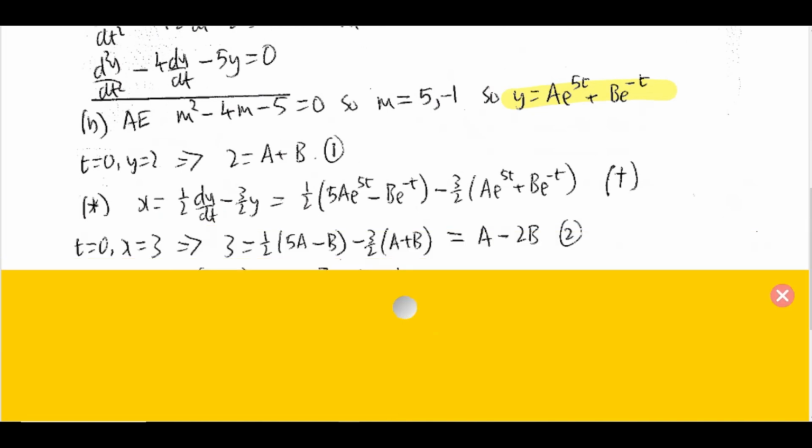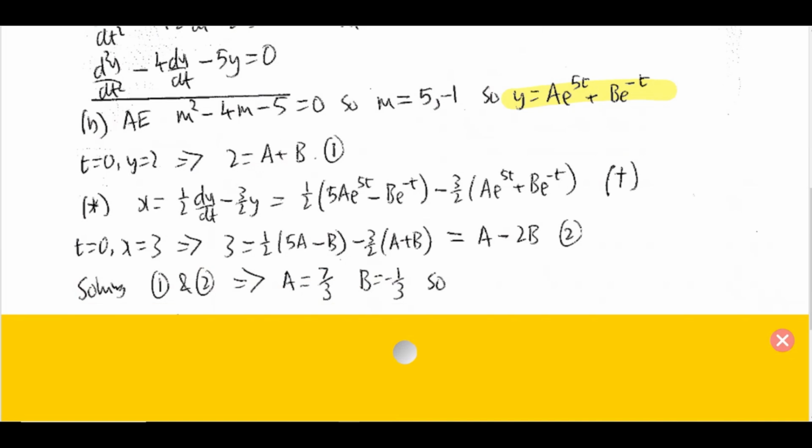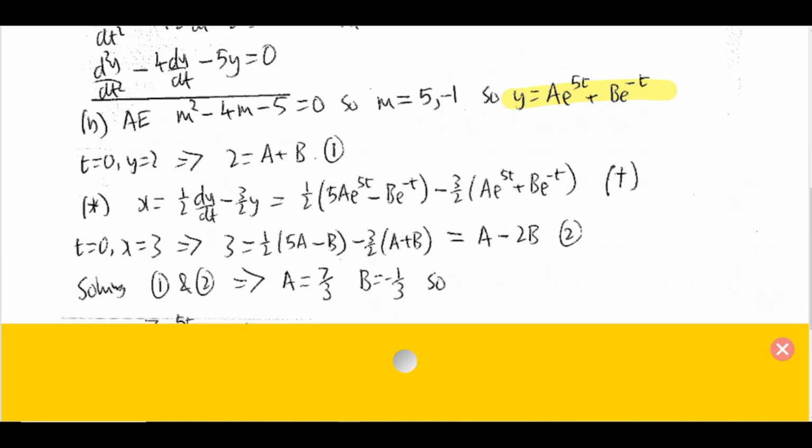If you sub in t is 0 and x is 3 into this, you will get 3 is, all of the exponential terms will give you 1 when you sub in t is 0, half into 5a minus b, take away 3 over 2 into a plus b. That, by doing some straightforward algebra, expanding the brackets and collecting like terms, gives you 3 is a minus 2b. We now have a pair of straightforward simultaneous equations which we can solve for a and b. You can either subtract them to get rid of the a's or solve them on your calculator, but you will get a is 7 over 3 and b is minus a third, and therefore we now have our solution.